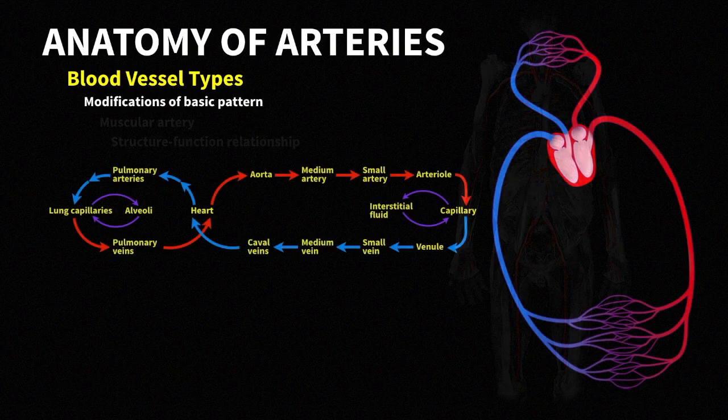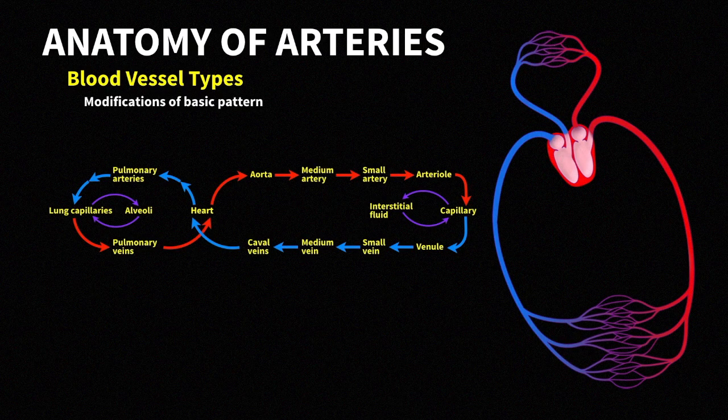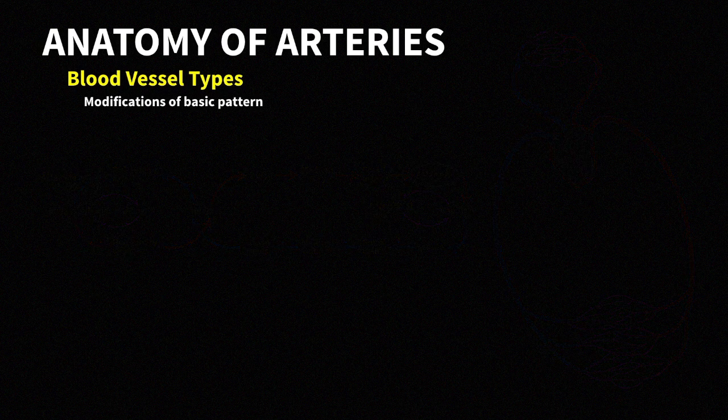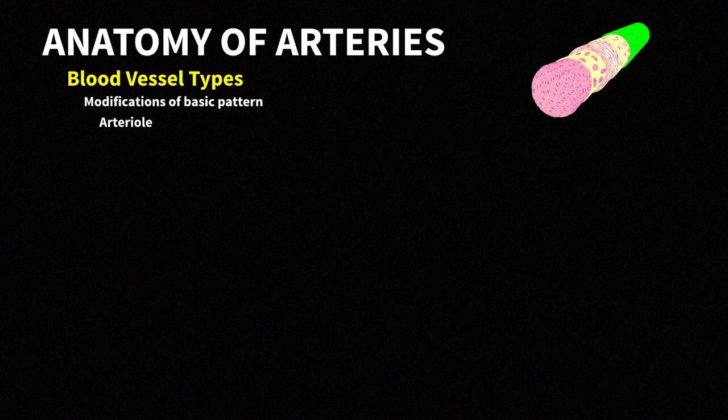The final vessels in the arterial tree are tiny vessels named arterioles, which means little arteries. This extensive network of vessels, estimated to number in the neighborhood of 400 million, form the resistance vessels that regulate blood flow into the capillaries.